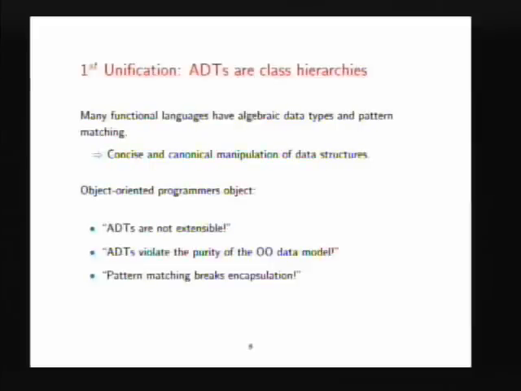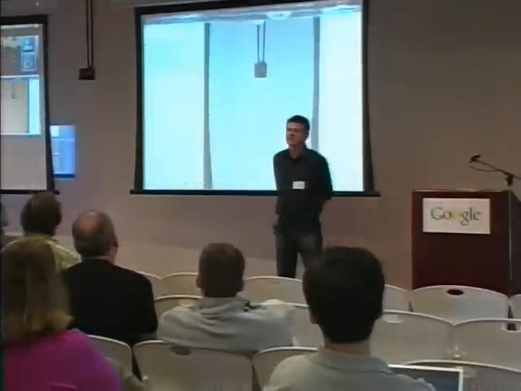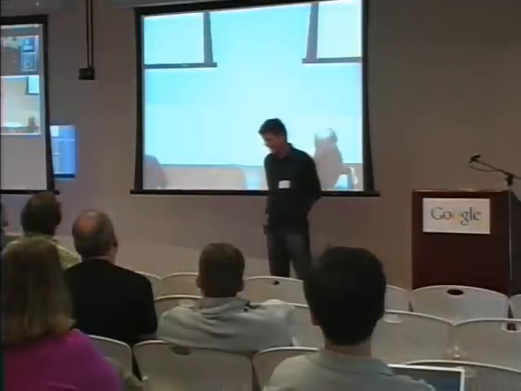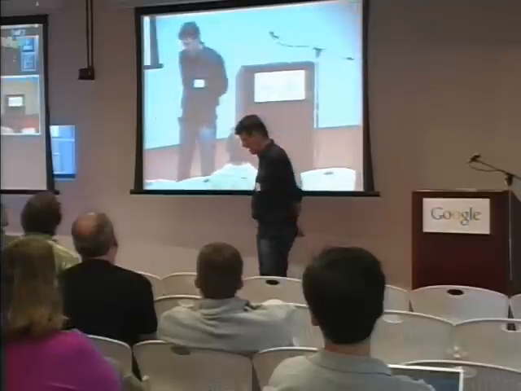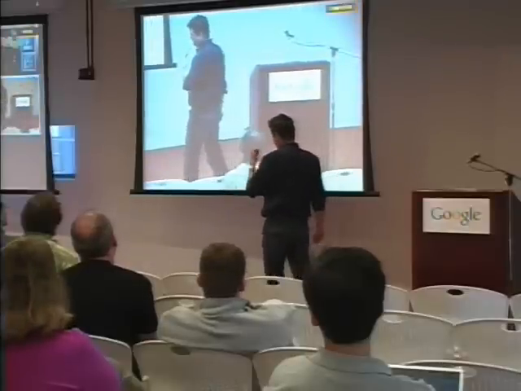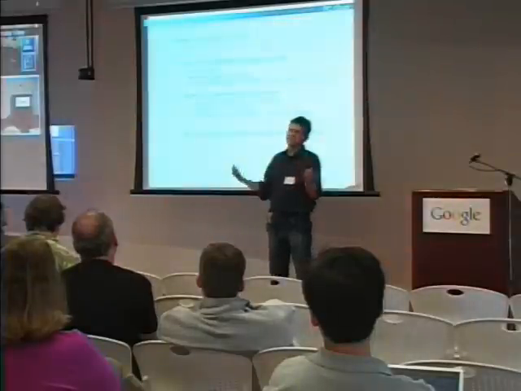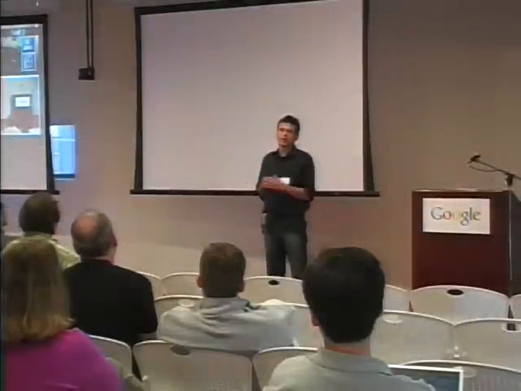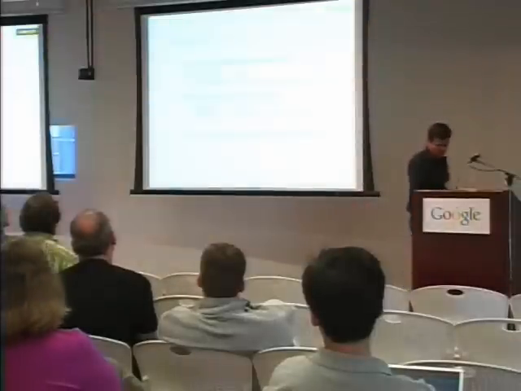But pattern matching. Sorry, VC request. Okay. But pattern matching, go away. That's just not object-oriented. The common objections are that pattern matching is not extensible. Pattern matching is impure because it breaks the purity of the object-oriented model. And finally, pattern matching breaks encapsulation. Let me go back.